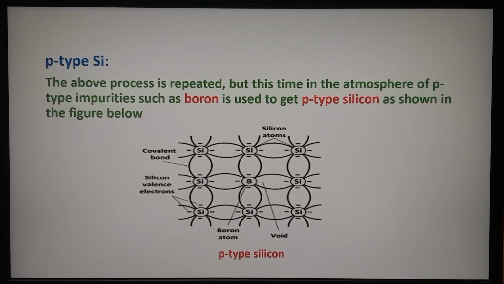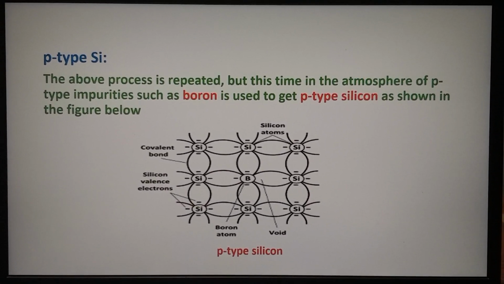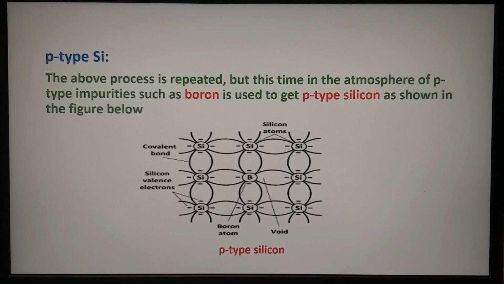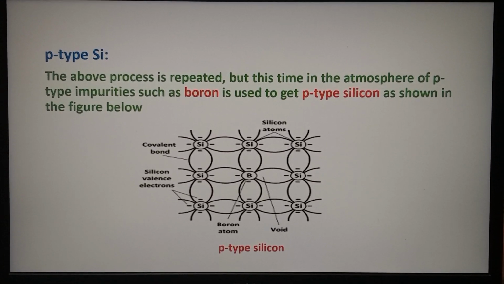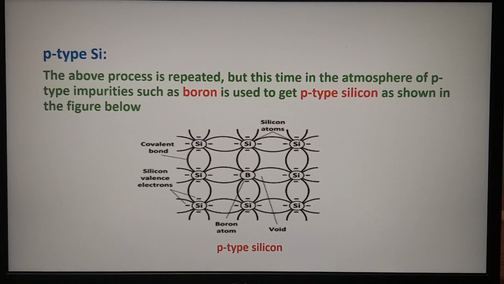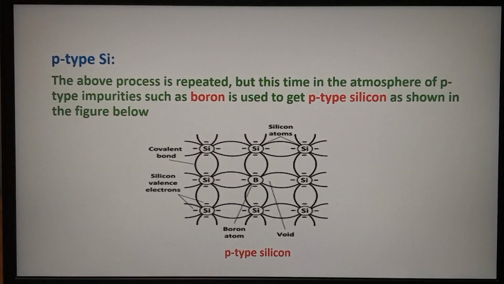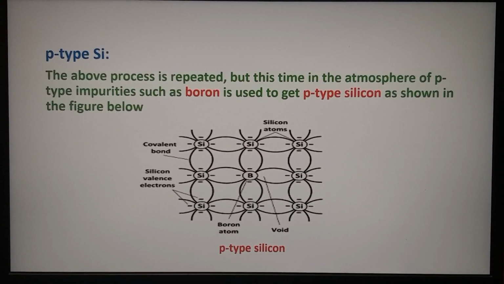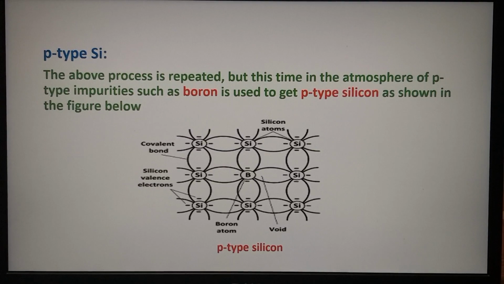The P-type silicon is also produced with the same process but in the atmosphere of P-type impurities, that is boron. So, if we heat it just below the melting point, the impurity gets condensed on the surface and then slowly the boron atoms diffuse inside the silicon, forming a very thin layer of boron atoms in the wafer, producing P-type silicon.